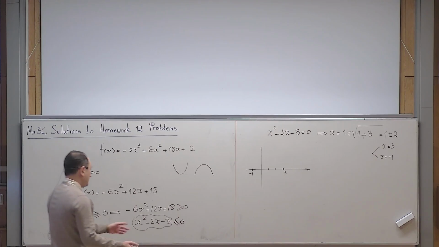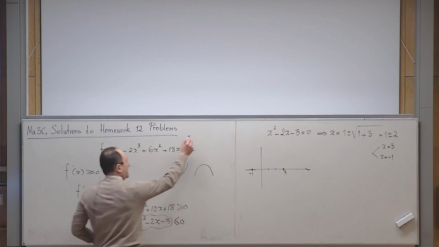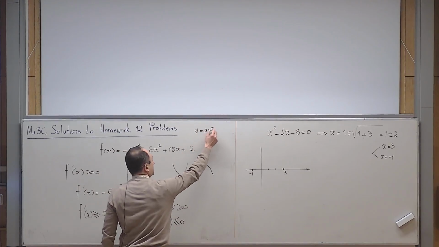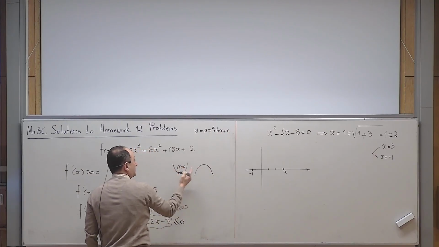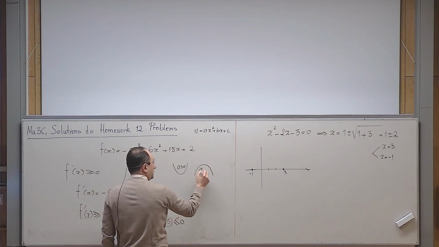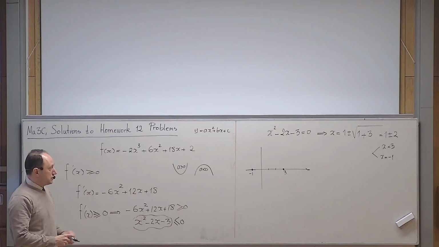Okay, so if this coefficient is positive, it opens up. So if I have a function like this, if A is positive, it opens up, and if A is negative, it opens down. This is, I'm using Ma3c knowledge, but if you have forgotten that, take it for granted, okay?